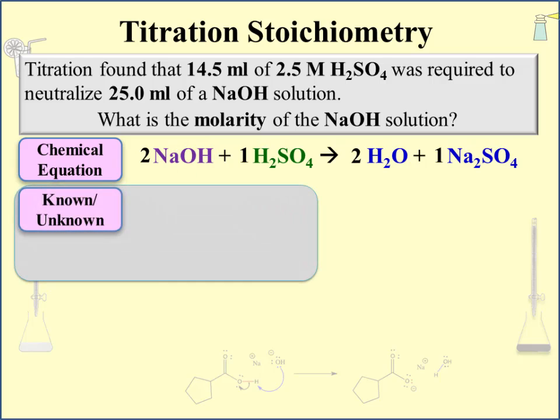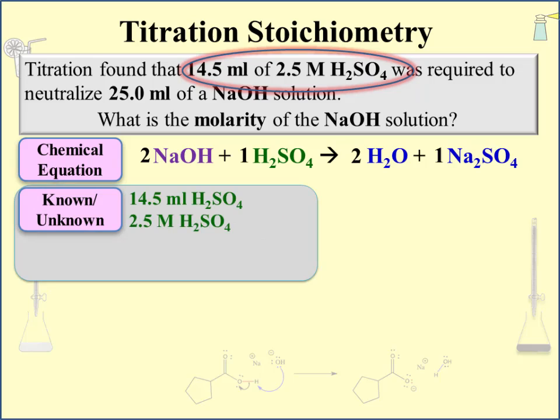For step 2, find the known and unknowns in the problem. The problem gives values for both the volume and concentration of sulfuric acid. The volume is 14.5 ml, and the concentration is 2.5 molar. Sulfuric acid is the current substance. Since molarity is defined as moles per liter, we will save ourselves some work by converting that 14.5 ml into an equivalent amount of liters, 0.145 liters. What else can be gleaned from the problem?